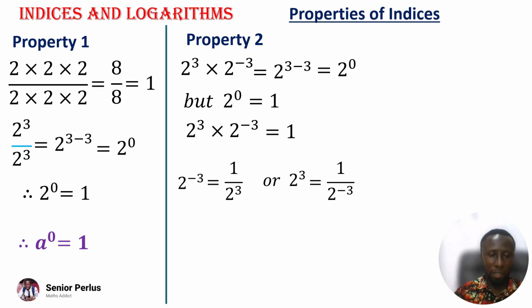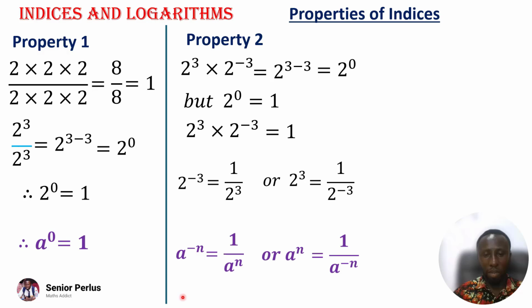Very easy. Good. So therefore, we can conclude that a to the power negative n is 1 out of a to the power n. For this property, another property we can say is this. Okay, good. So this is our property 2.